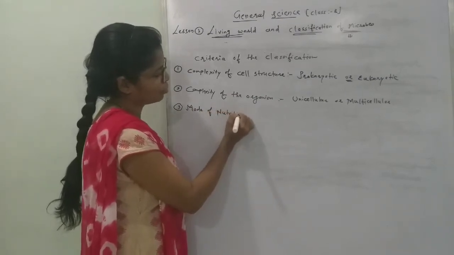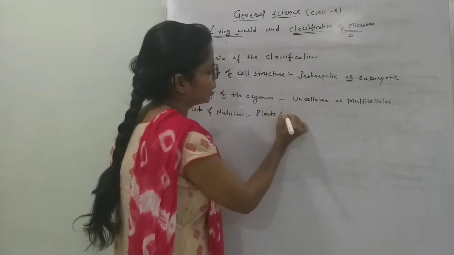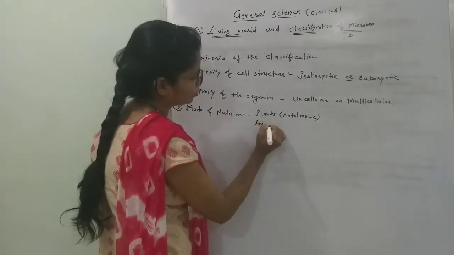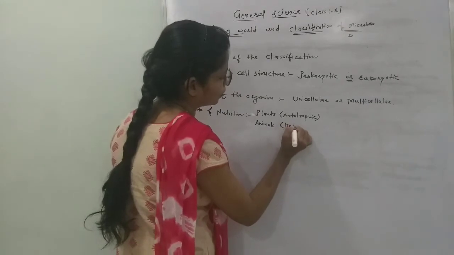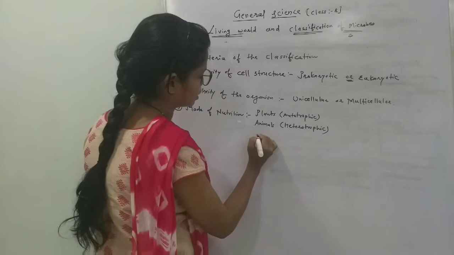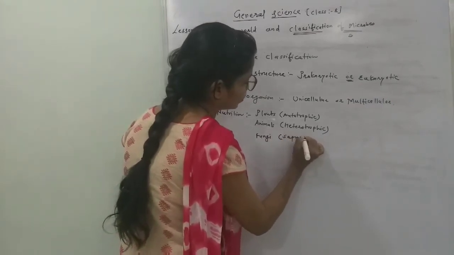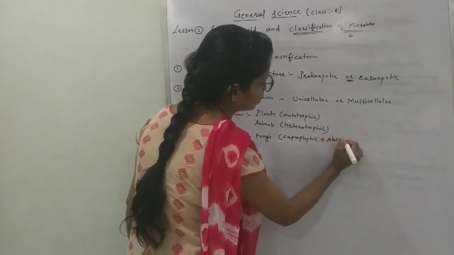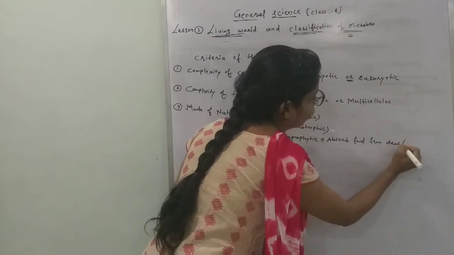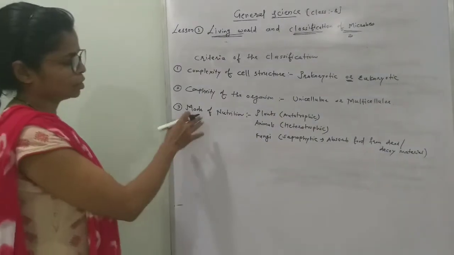Then he thought about mode of nutrition. Mode of nutrition means the way of food ingestion. If plants are there, then plants are autotrophic as they perform photosynthesis. If animals are there, they are heterotrophic as they do not perform photosynthesis. And if fungi are there, they are saprophytic as they absorb food from dead or decayed material or organisms. Okay, this was the third base.